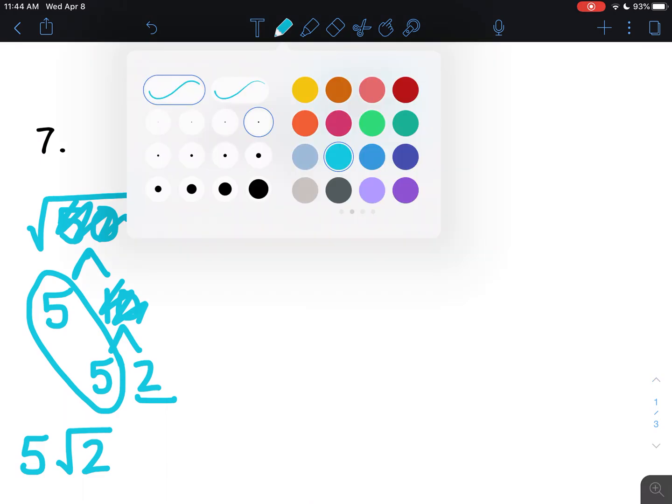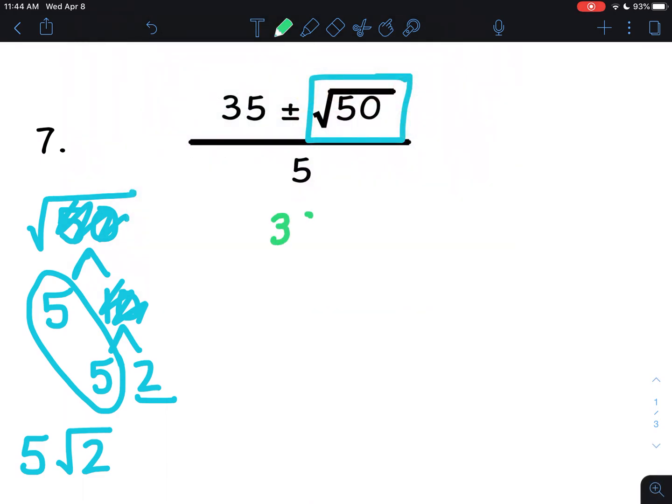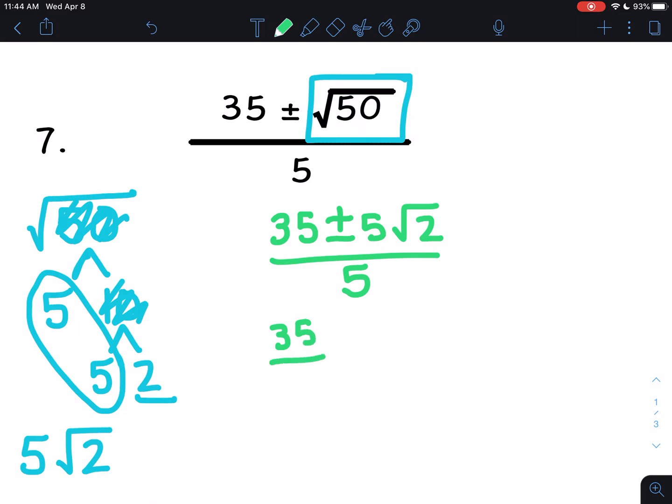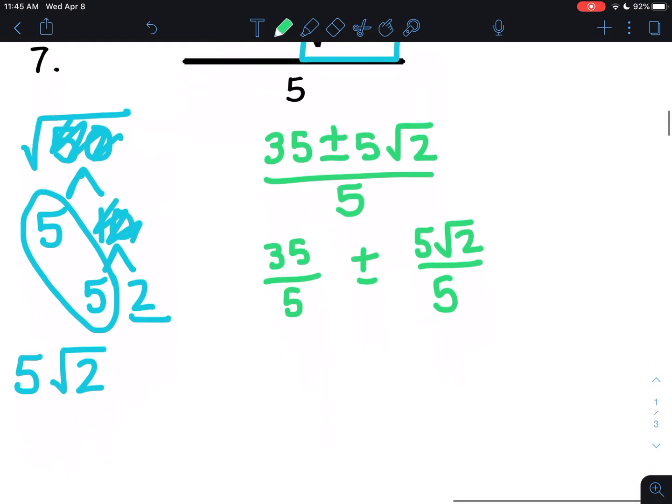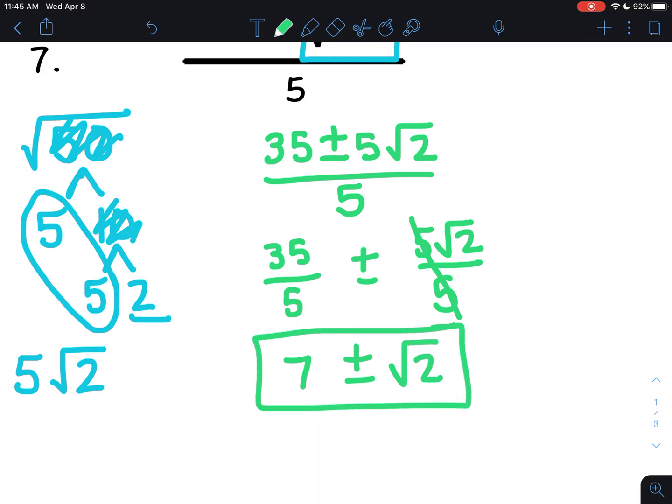So I'm going to rewrite this now. 35 plus or minus 5 square root of 2 all over 5. Then I'm going to split this fraction up. 35 over 5 plus or minus 5 radical 2 over 5. Okay, 35 divided by 5 is 7. 5 radical 2 over 5, these are going to cancel, leaving us with just radical 2. That would be our solution.